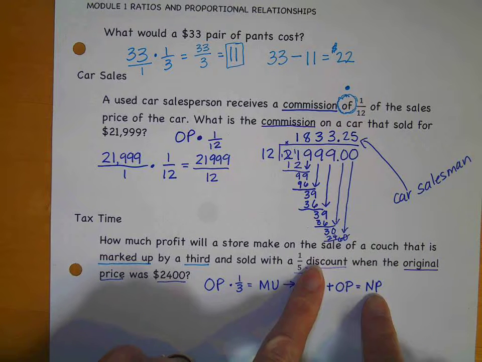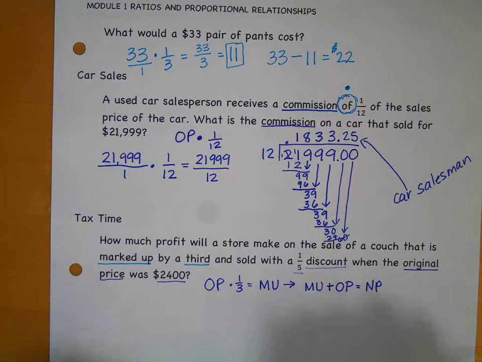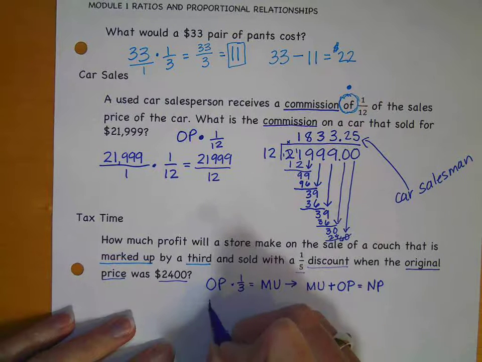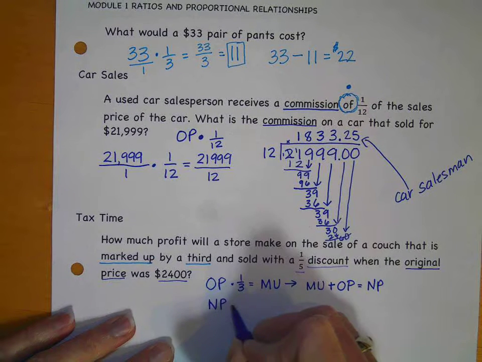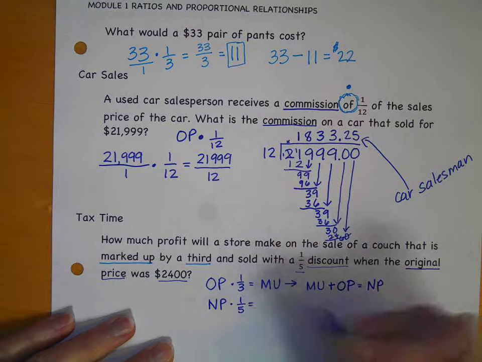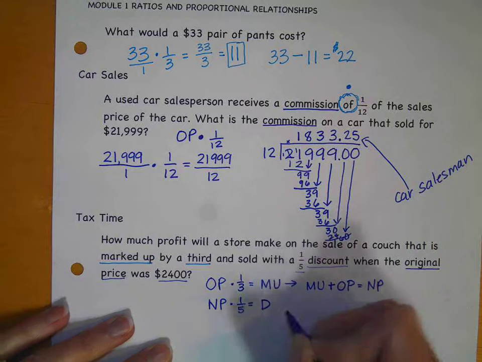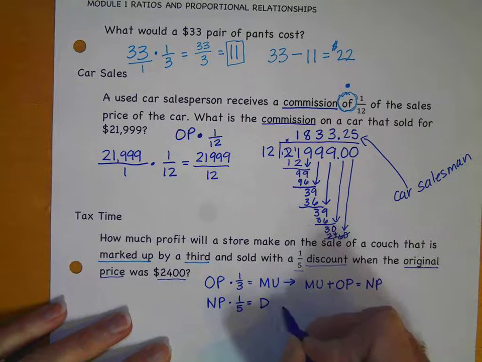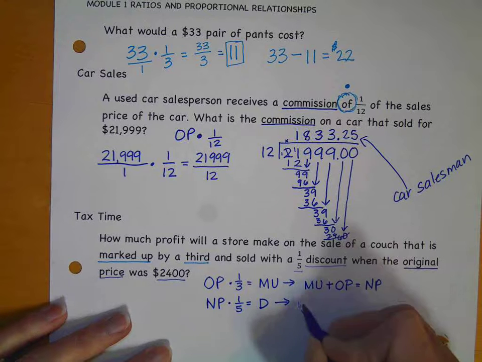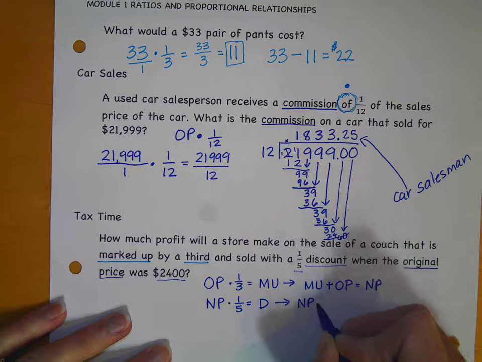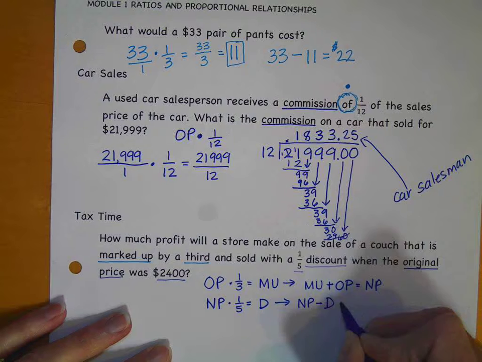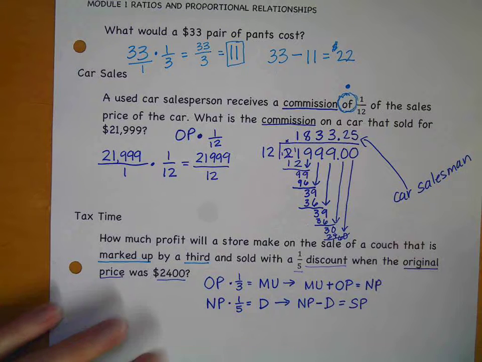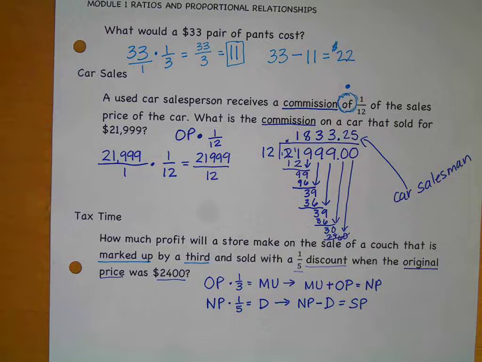But then it said that after they got the new price, they did a discount. Oh, good grief. So now we take the new price and multiply it by the discount, which was 1/5, and that gives us the discount amount, right? Then we take the new price and subtract the discount, and that gives us the sales price. Oh my gosh, why do they have to make things so complicated?